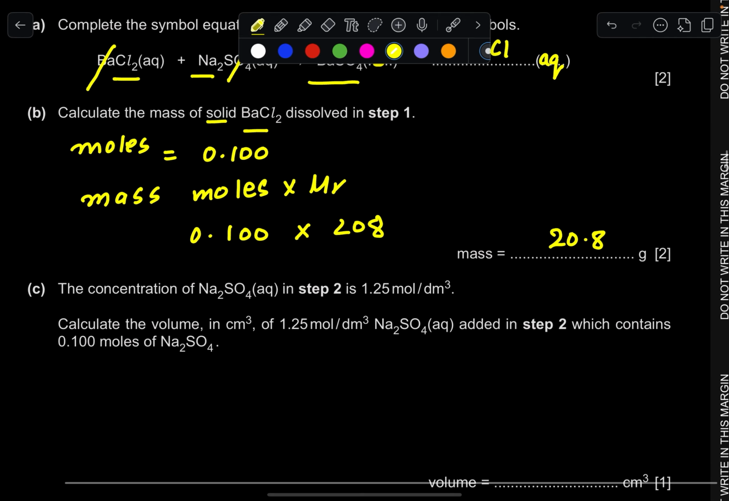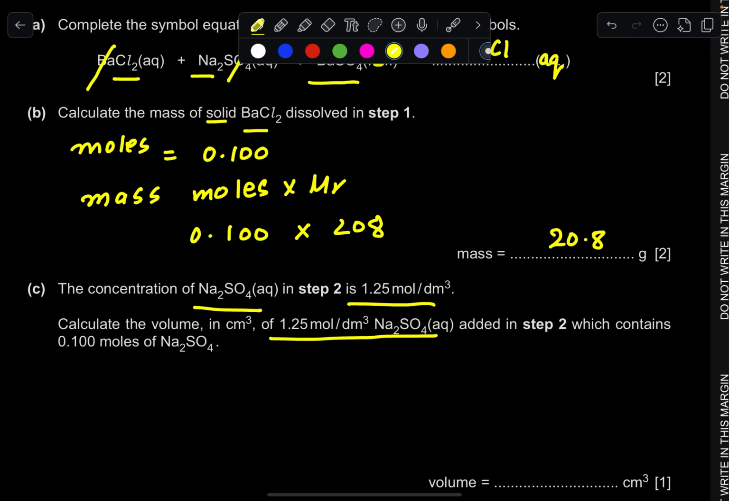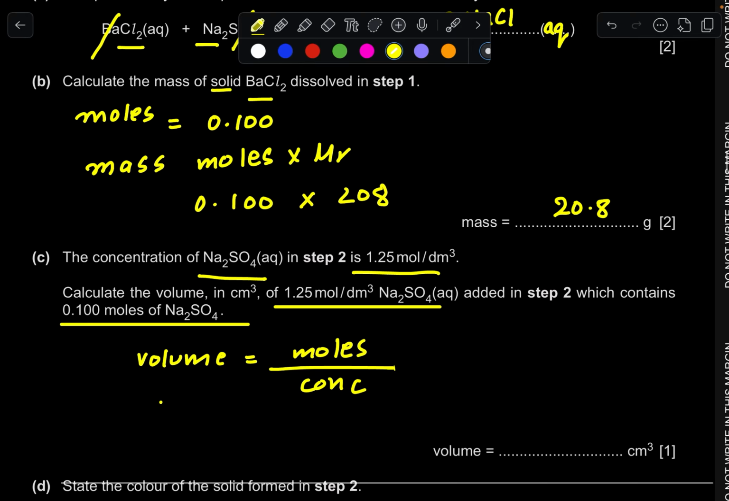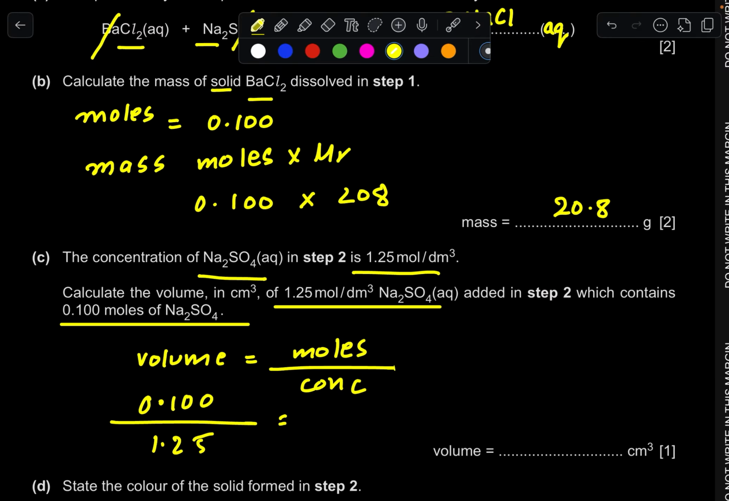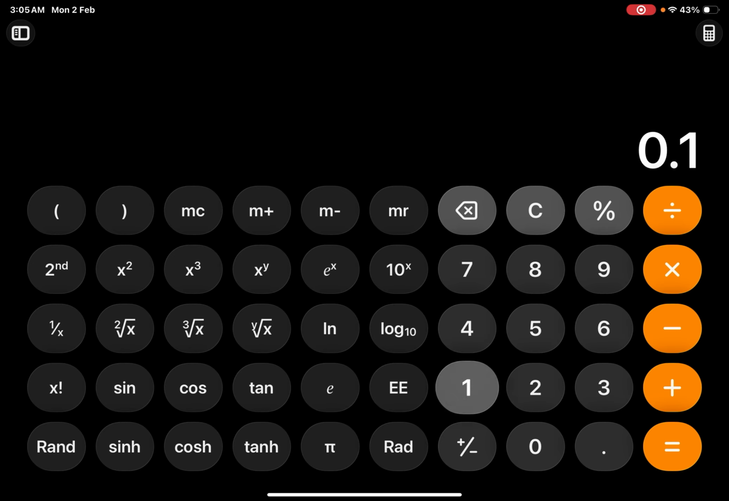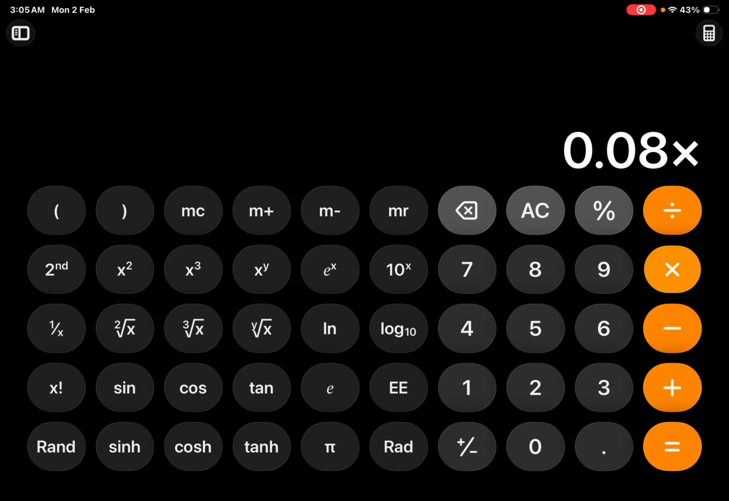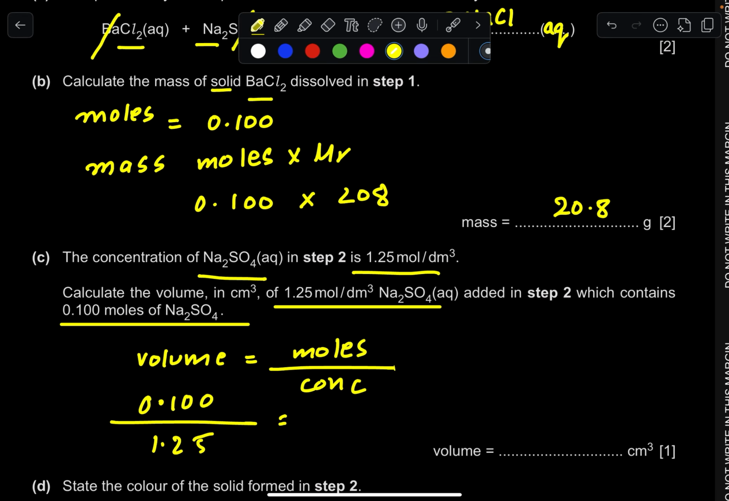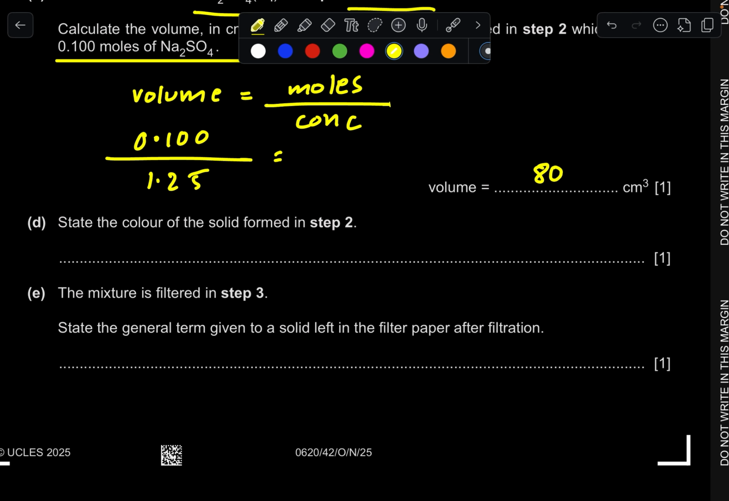The concentration of sodium sulfate in step 2 is this. Calculate the volume of 1.25 mol per dm³ Na2SO4 added in step 2, which contains these many moles. So volume equals moles upon concentration, right? Moles are 0.100, concentration is 1.25. Let's see what we get: 0.100 divided by 1.25. This is in dm³, multiplied by 1000 we need in cm³, and that gives me 80 cm³, right?